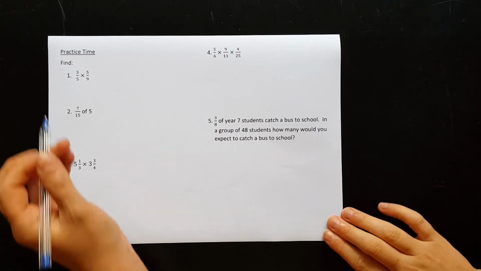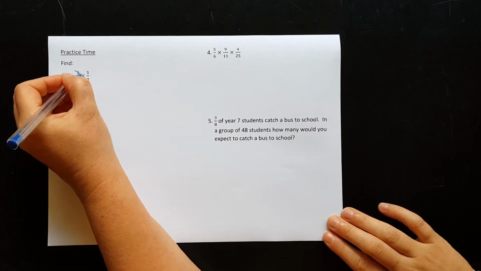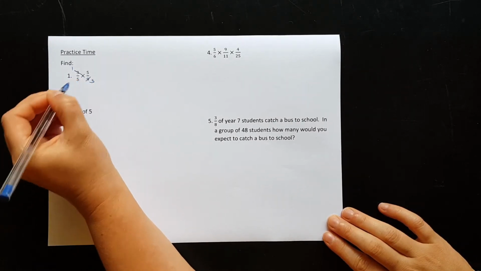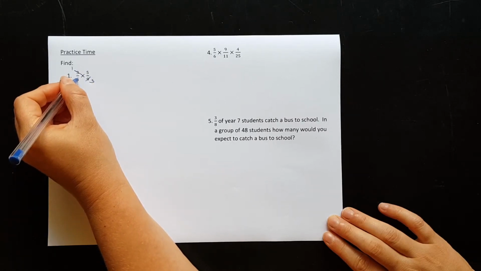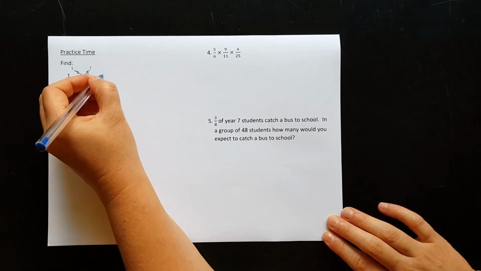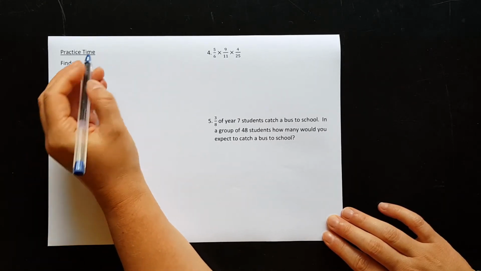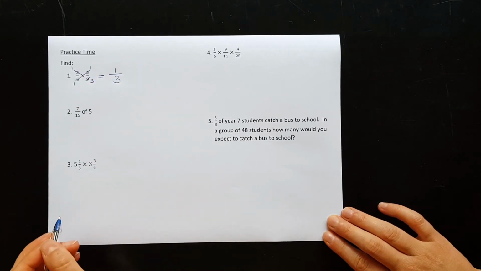So for question 1, we can cancel the 3 and the 9 by dividing by 3. We would get a 1 and a 3. The 2 5s can also be cancelled. Dividing by 5, we get 1 and 1. Multiplying what is left, 1 times 1 is 1 on the top, 1 times 3 is 3 on the bottom.